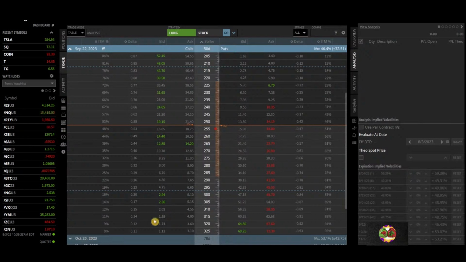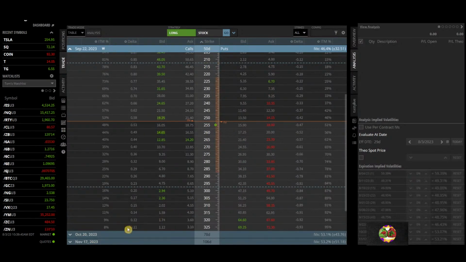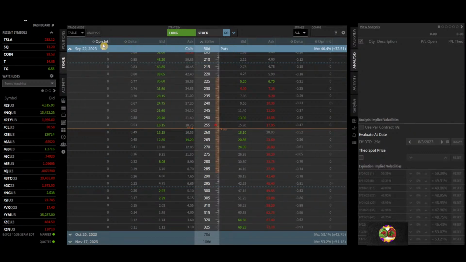50 days out, I'd go. Well, you can't go any lower than 11 delta. That's literally the only strike this has. All strikes are open, so 325 is the lowest you could go. Look at that bid-ask spread, though. Jesus. $1.12 to 3.10. These options are not liquid. There's zero open interest in these.